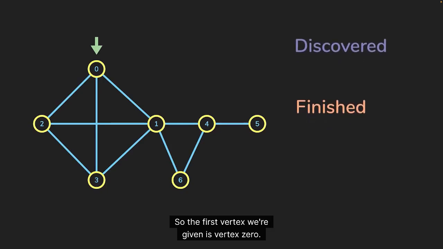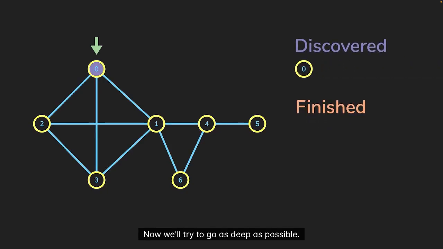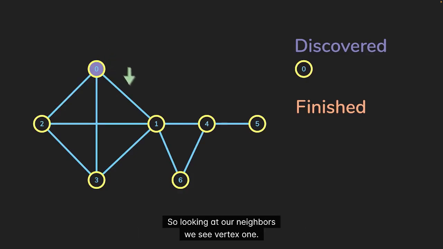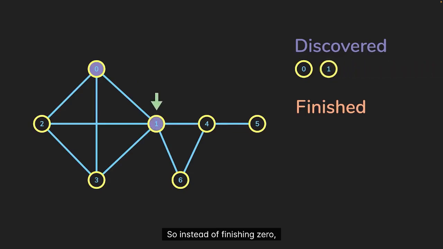So the first vertex we're given is vertex 0, so we discover it. Now we'll try to go as deep as possible, so looking at our neighbors, we see vertex 1. So instead of finishing 0, we're going to visit vertex 1 right away and discover it. Now we're at vertex 1, and then we do the same thing. We try to go deep.